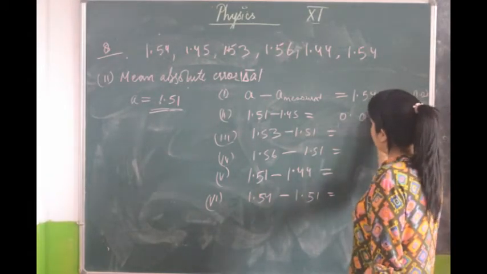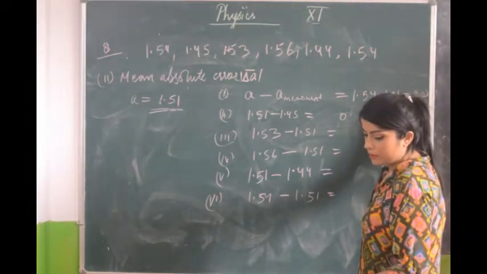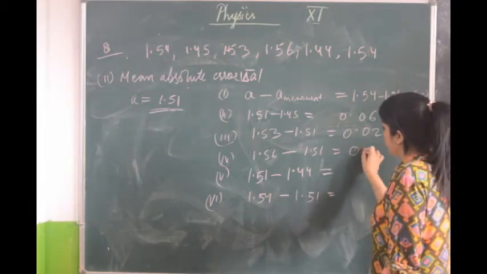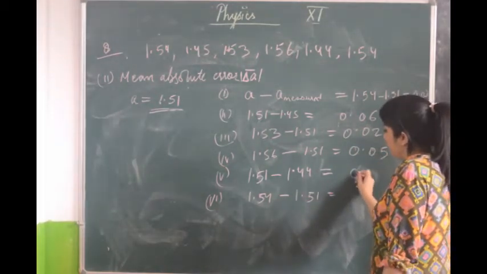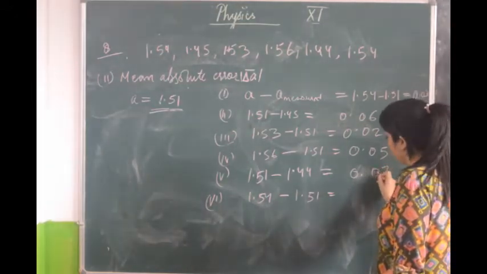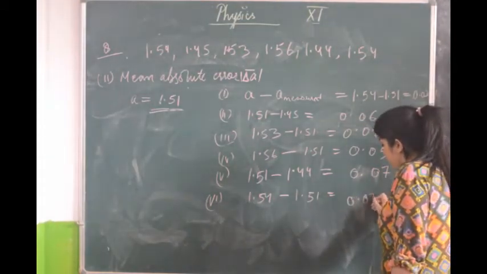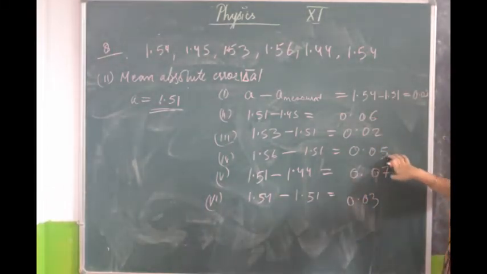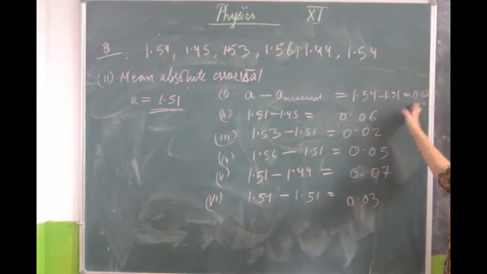Now just subtract, and we will get the values over here. We get 0.06, over here we get 0.02, 0.05, 0.07, and 0.03. So these are the values of absolute error. Remember, these are the absolute errors.